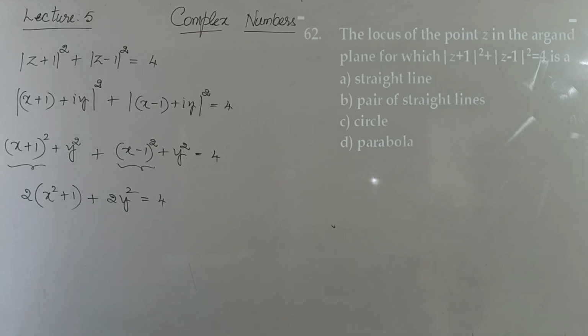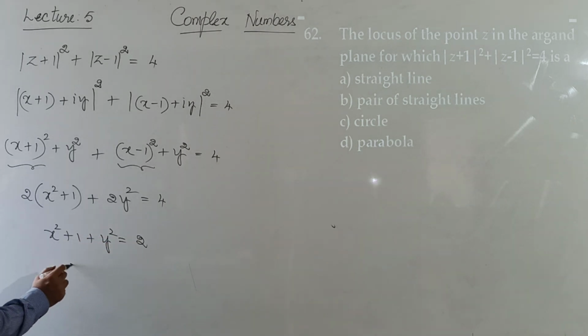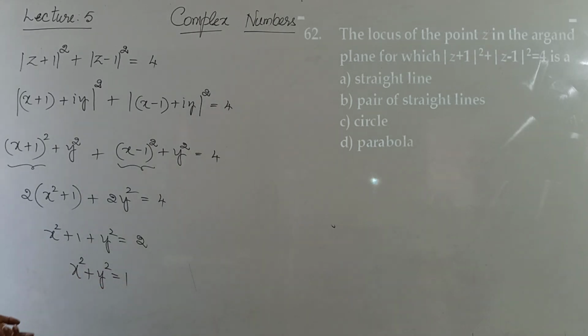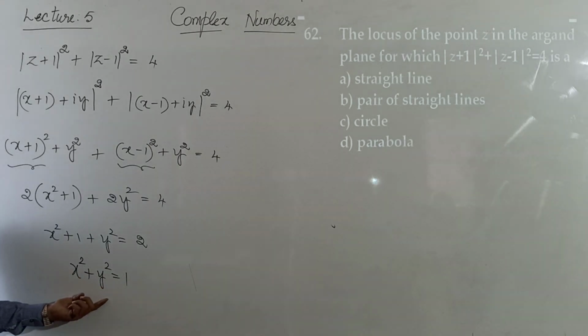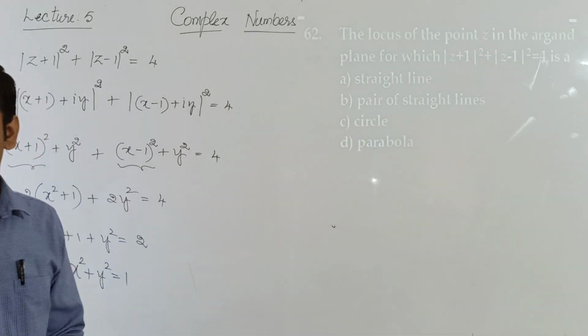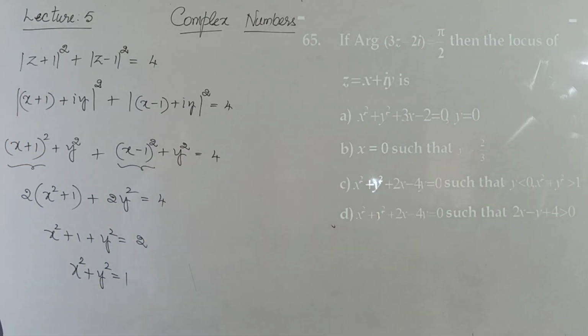Okay, I'll divide this equation by 2. That will give you x square plus 1 plus y square is equal to 2. So it becomes x square plus y square equal to 1. X square plus y square is equal to 1. This represents a circle with the center origin and radius 1. So the answer is circle.